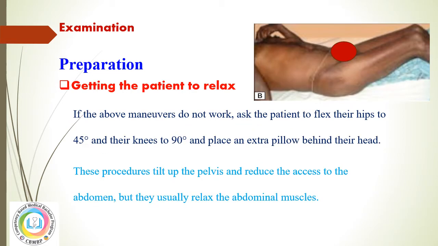If the above maneuvers don't work, ask the patient to flex their hips to 45 degrees and their knees to 90 degrees, and place an extra pillow behind their head. These procedures tilt up the pelvis and reduce the access to the abdomen, but they usually relax the abdominal muscles.